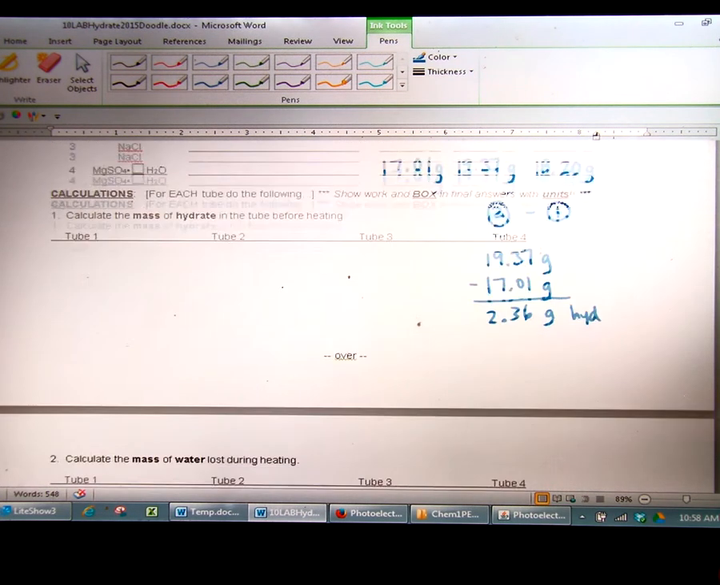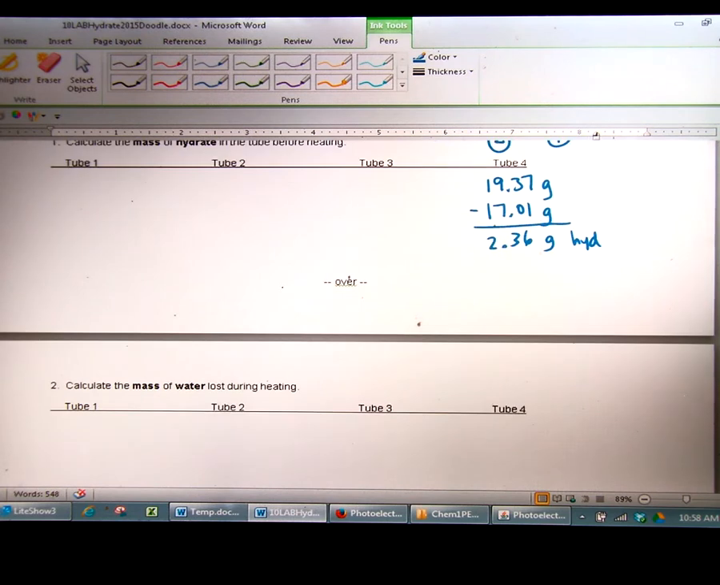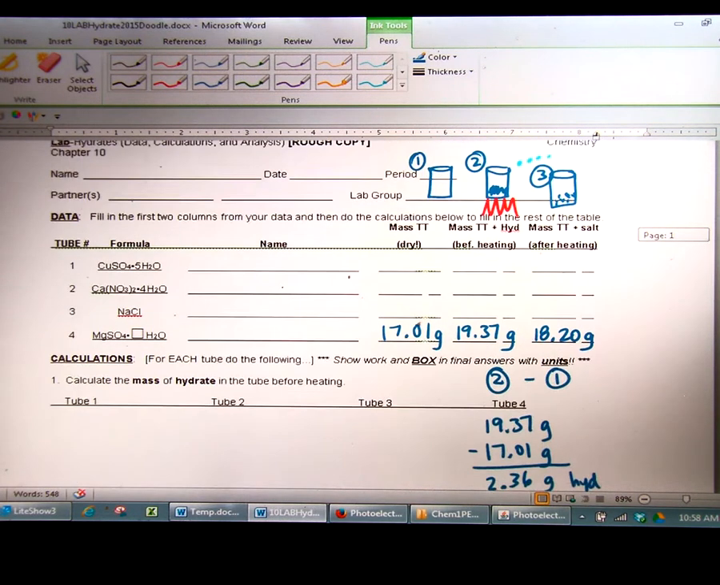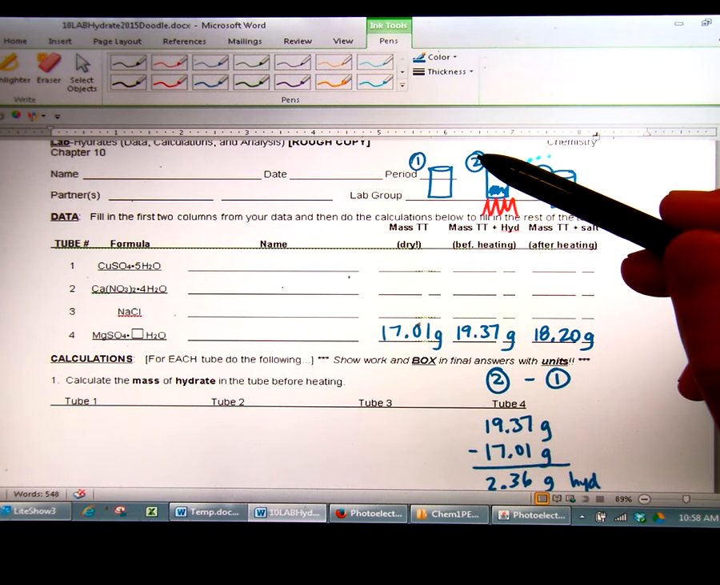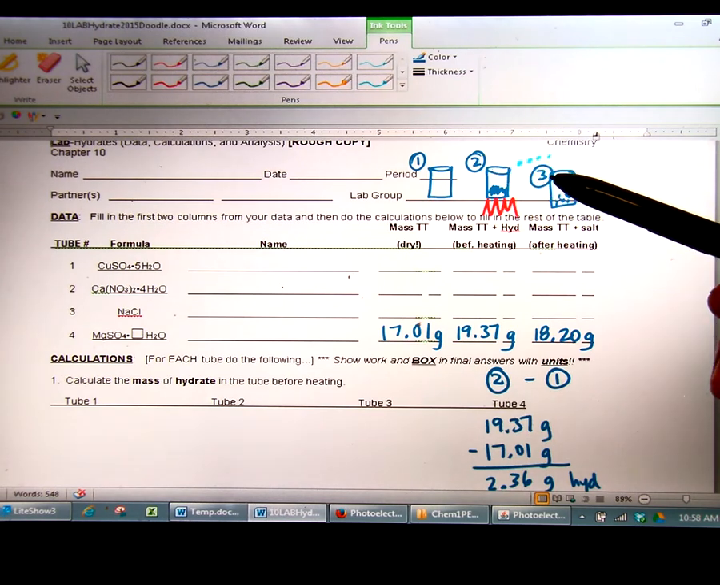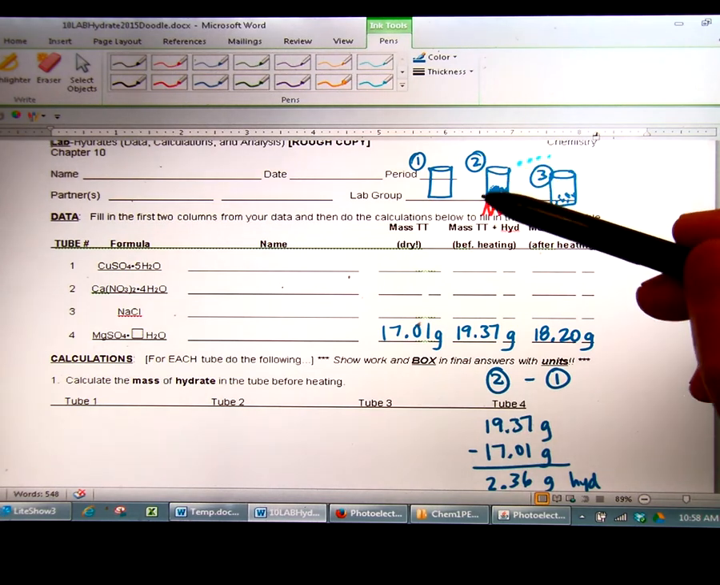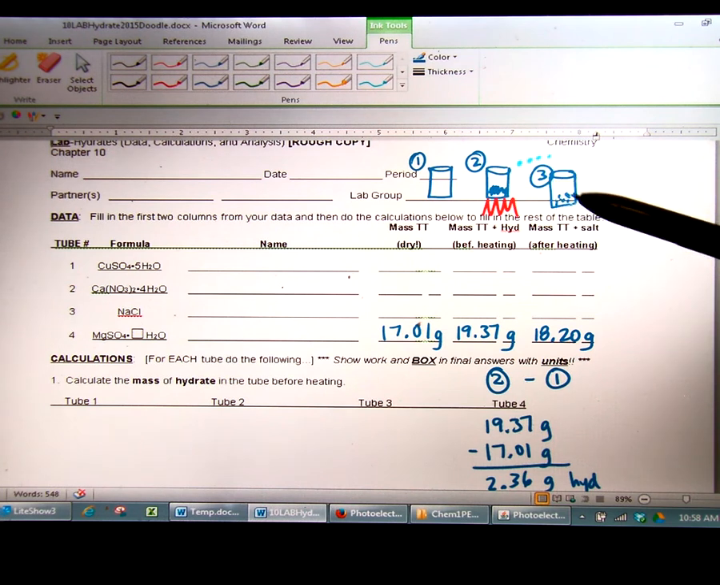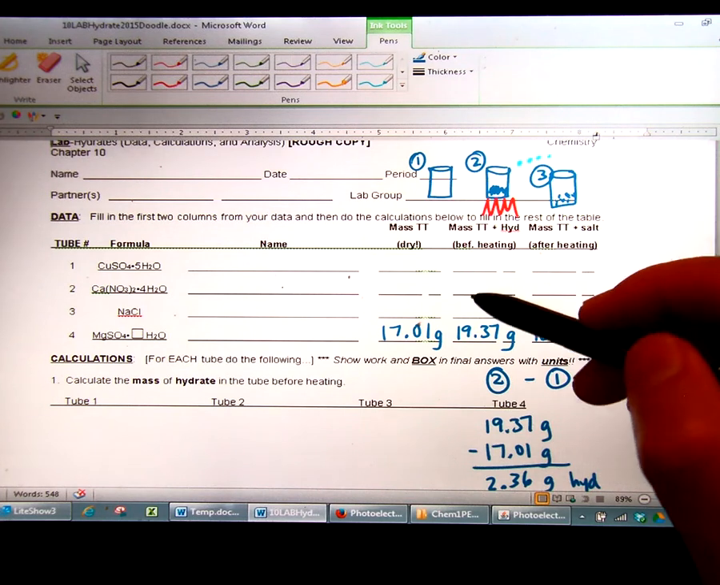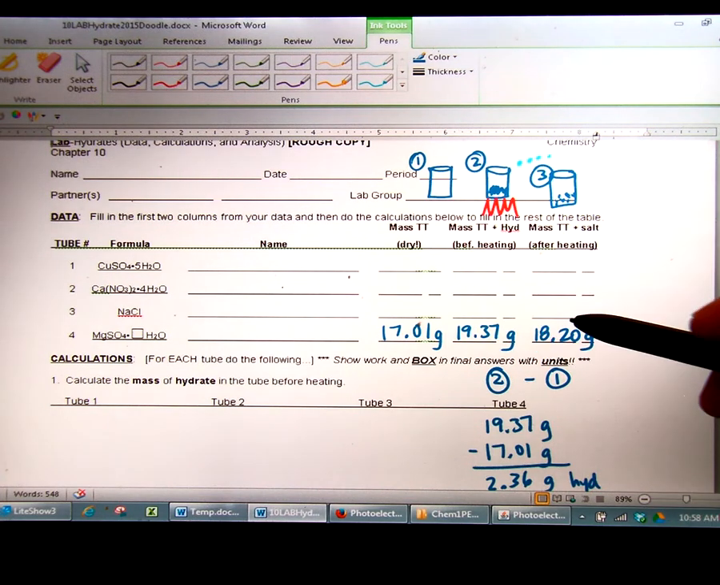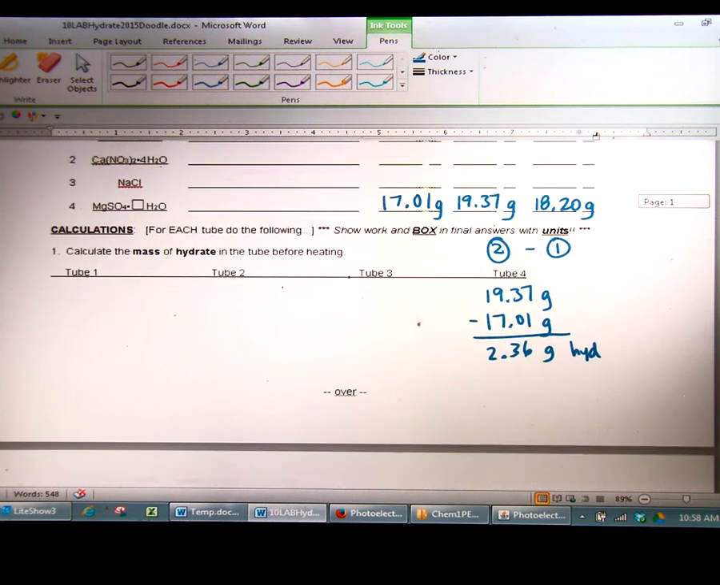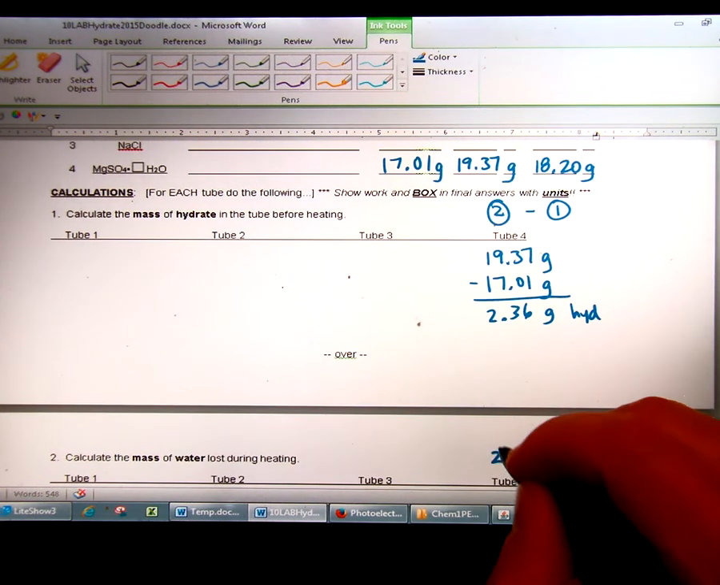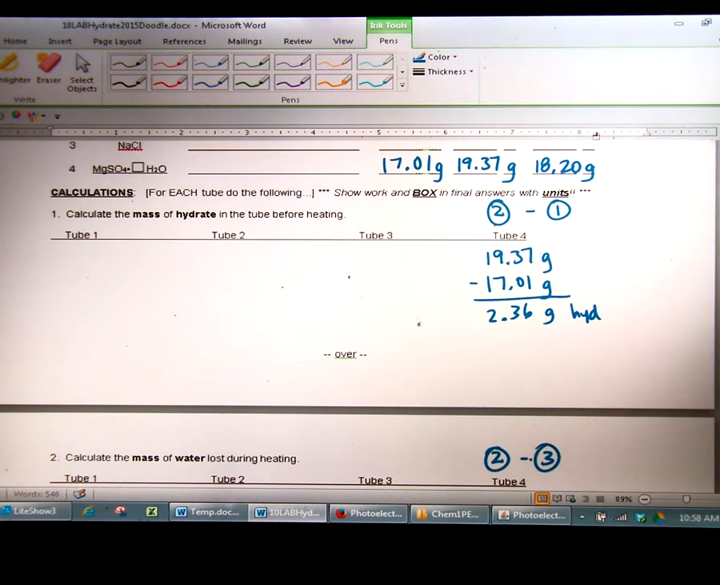All right, in the next calculation, you want to find out the mass of water. So the water is the difference between weighing number 2 and weighing number 3. Because in weighing number 2, you had a hydrate, which is salt plus water. And in number 3, you only had the salt because the water went away. So you will notice that weighing number 2 is a larger number than weighing number 3 because you got rid of the water. So I'm going to take weighing number 2 minus 3.